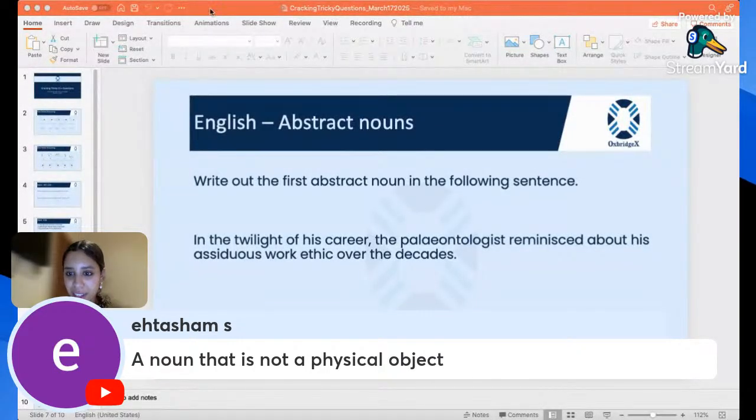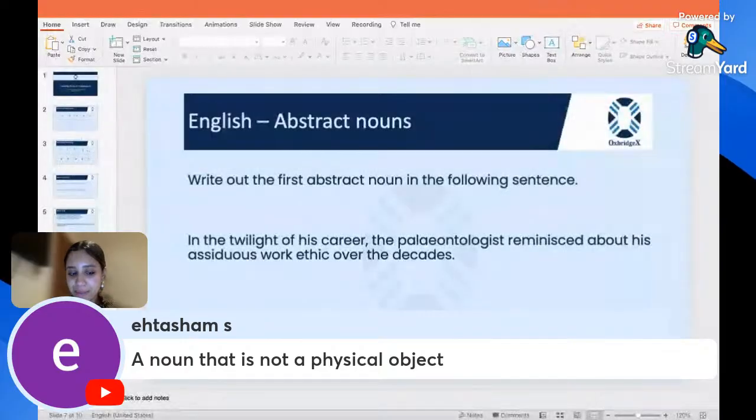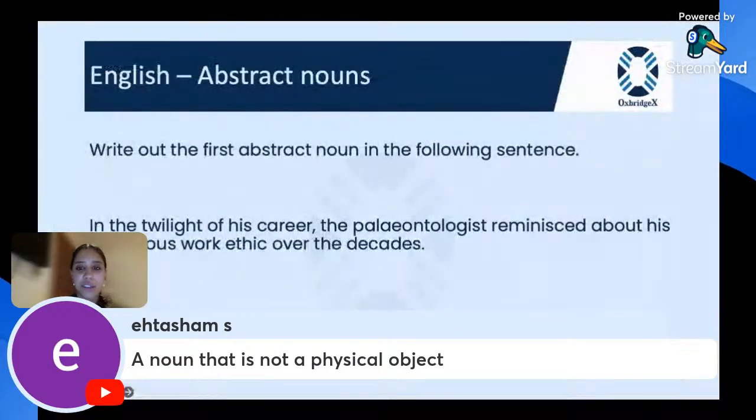Thank you very much, Esther. So a noun that is not a physical object. Absolutely, yeah. A noun that is not a physical object. So let's go back to this. "In the twilight of his career, the" that one is quite a mouthful even for me.